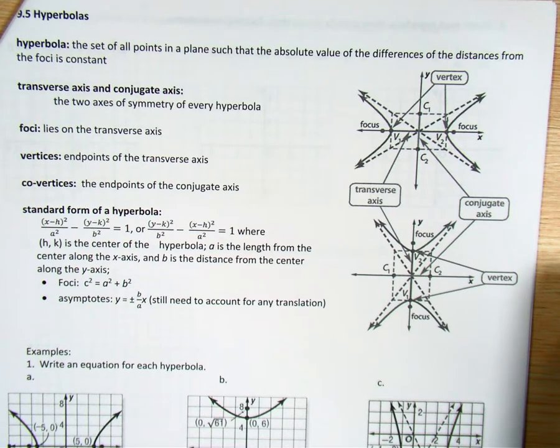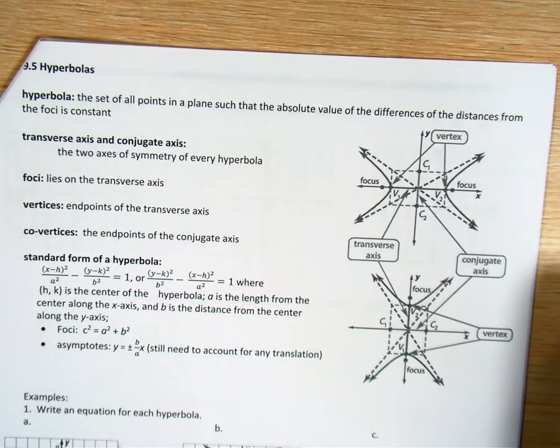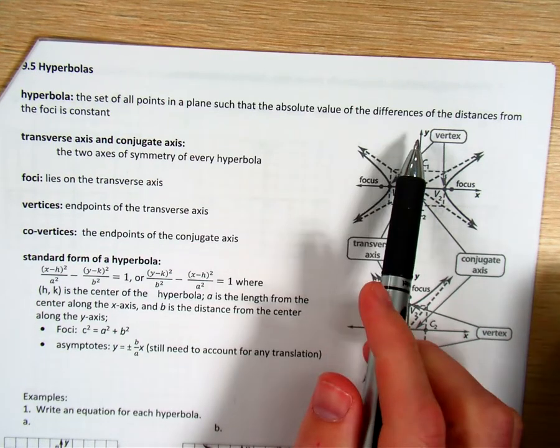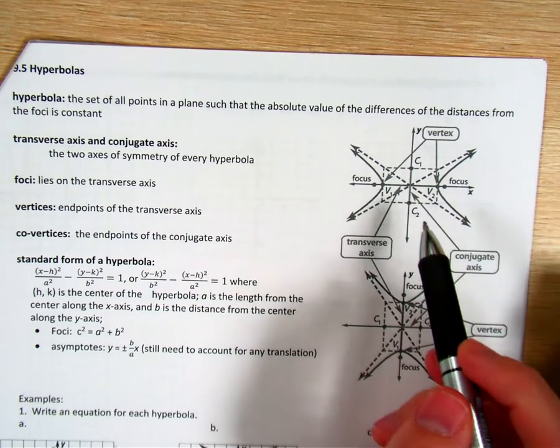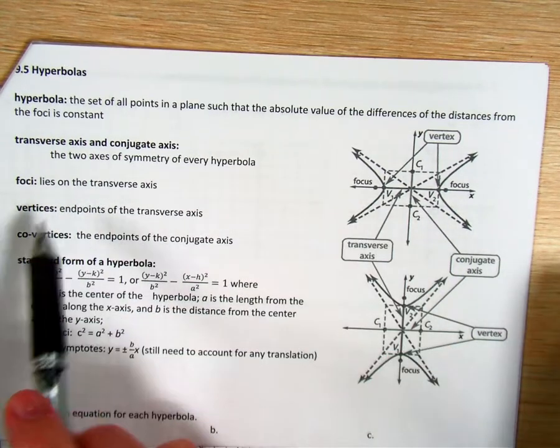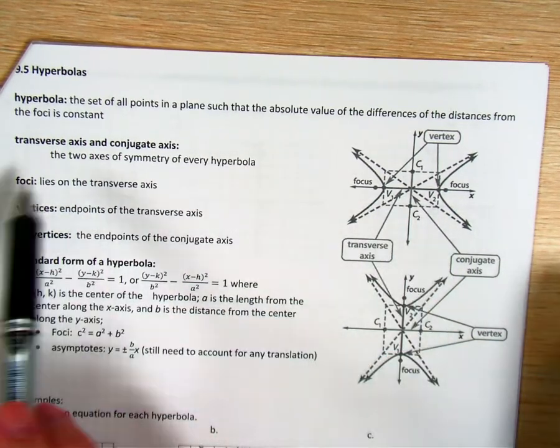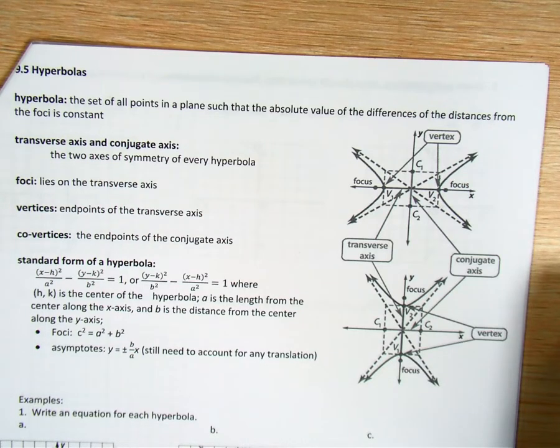Hi guys, here we are with the start of 9.5 hyperbolas. A hyperbola is a set of all points in a plane such that the absolute value of the differences of the distances from the foci is constant. You can see these pictures here in your notes where everything's labeled for you.